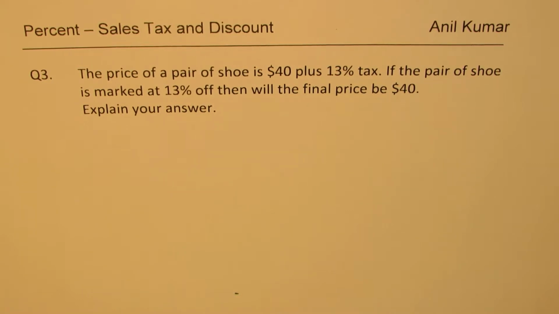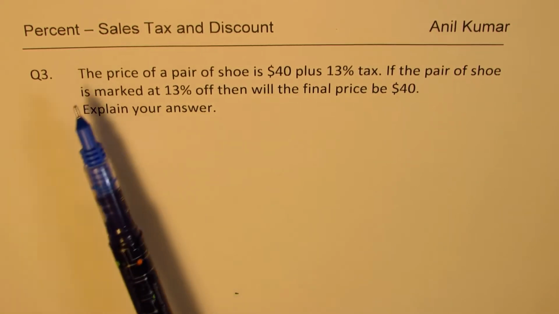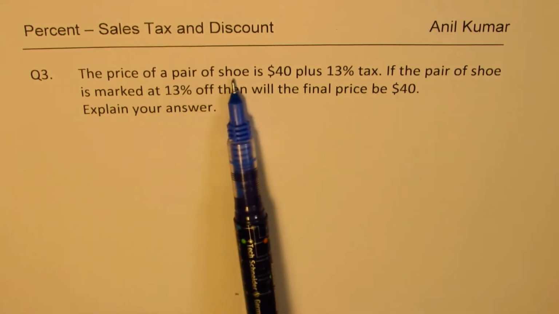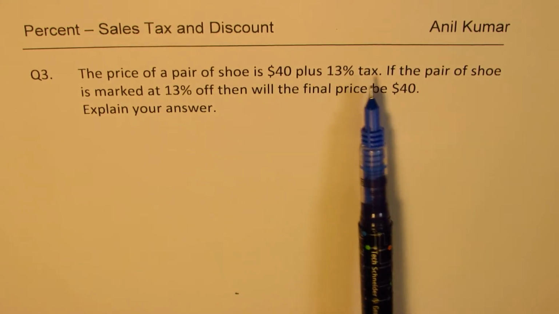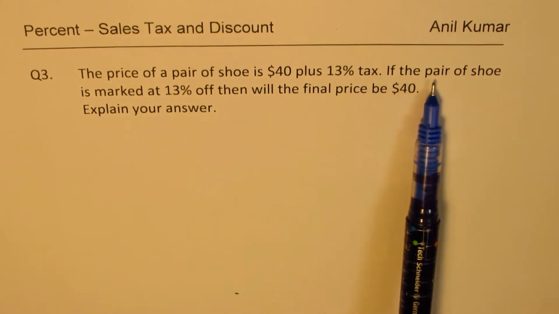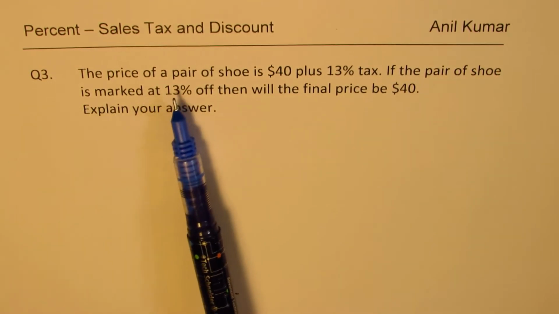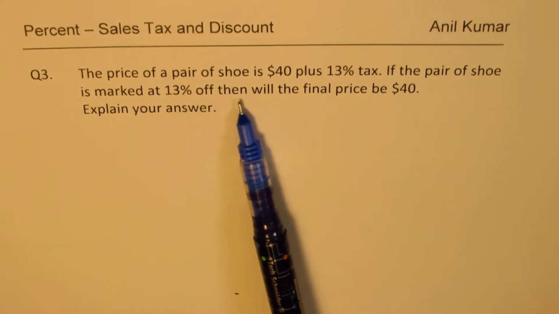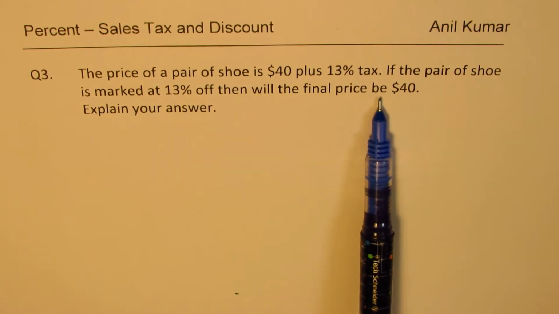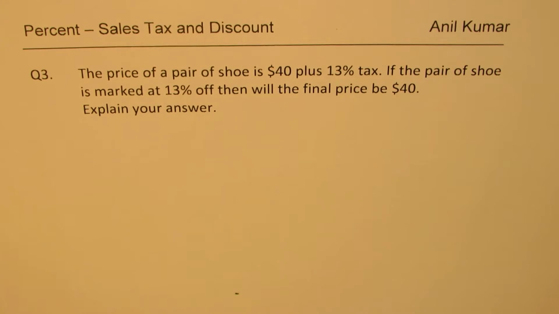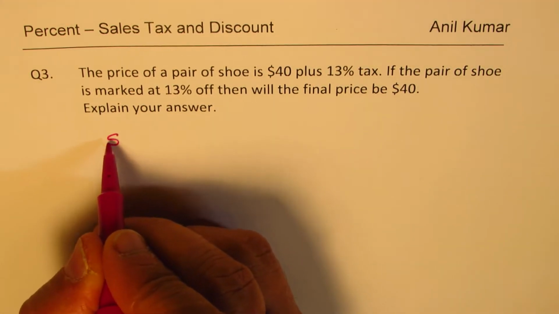In question number 3, we have a very tricky question. I'd like you to pause the video, understand the question, answer, and then look into my suggestions. Let's read it first. The price of a pair of shoes is $40 plus 13% tax. If the pair of shoes is marked at 13% off, then will the final price be $40? Explain your answer. So what we are given here is that the price is $40.